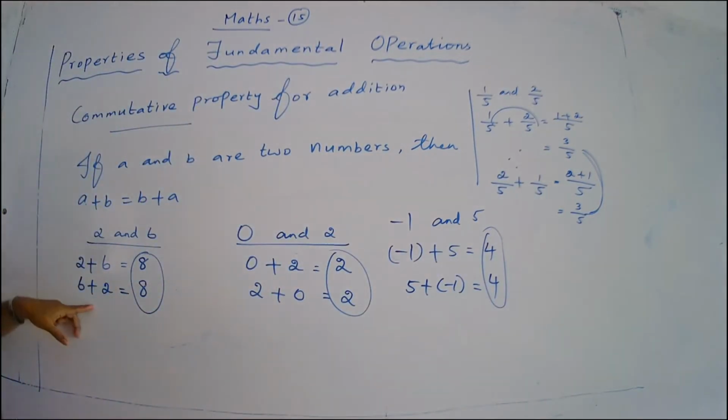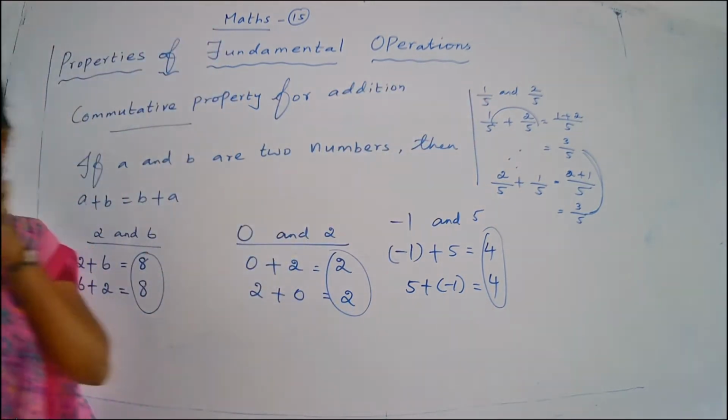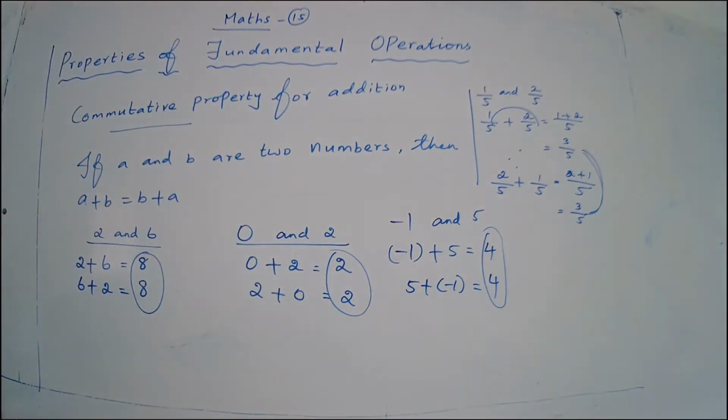Okay children. This is natural numbers, whole numbers, integers and rational numbers. You see that all the answers are the same. Yes children, yes or no? In all the above cases, with natural numbers, whole numbers, integers and rational numbers, we see that the answers are the same irrespective of the order of numbers. So the commutative property is true for addition of numbers. Okay children, are you clear?